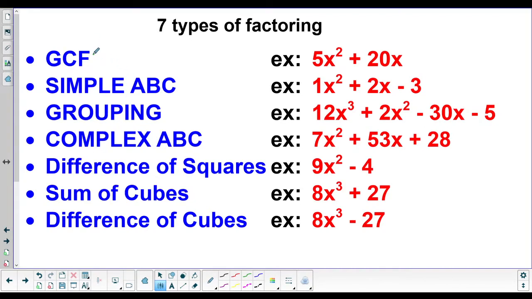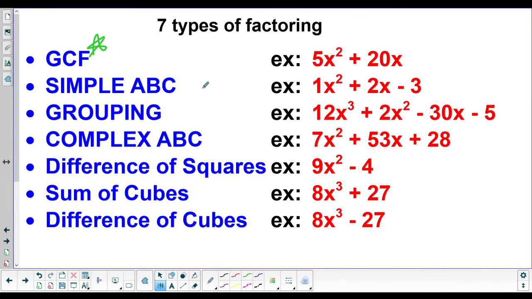So GCF factoring is the hardest to tell because you have to just know your times tables or have like an inkling or think, I should check, right? You have to remember to check is the thing. So that one can be a little tricky, but we'll just make a habit of checking.